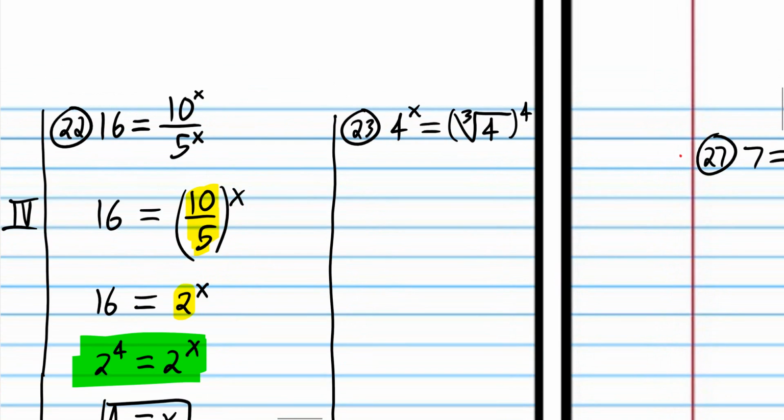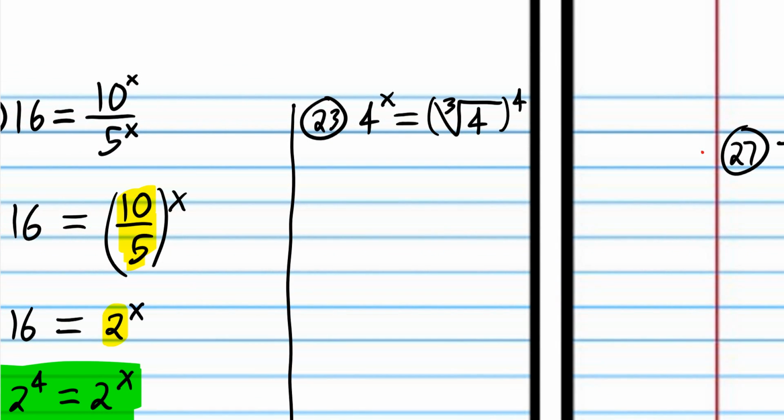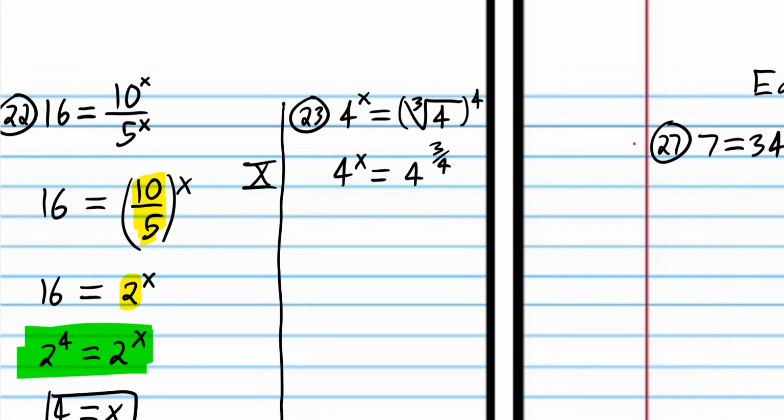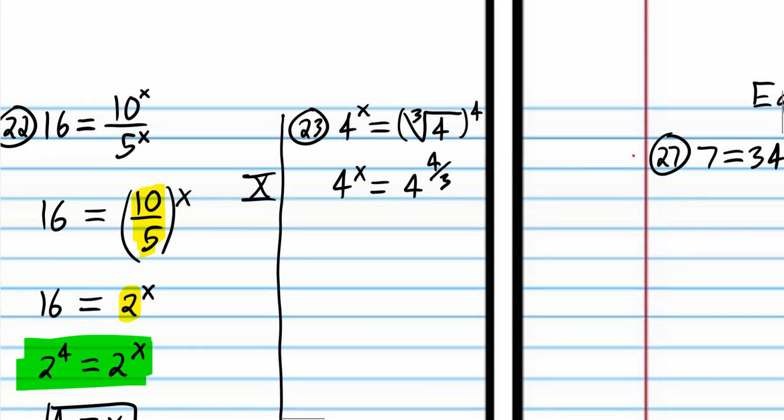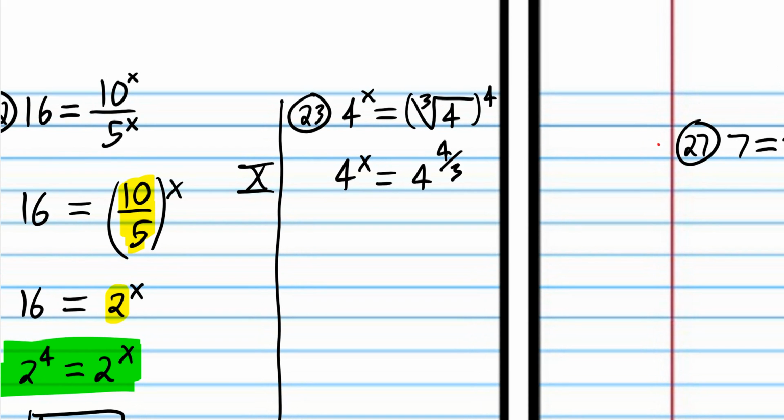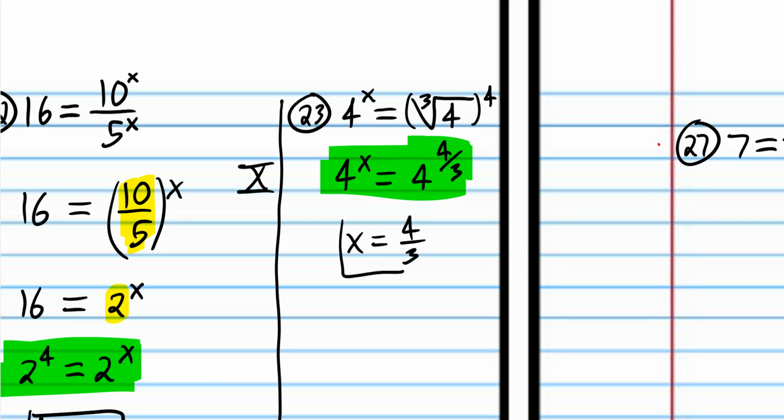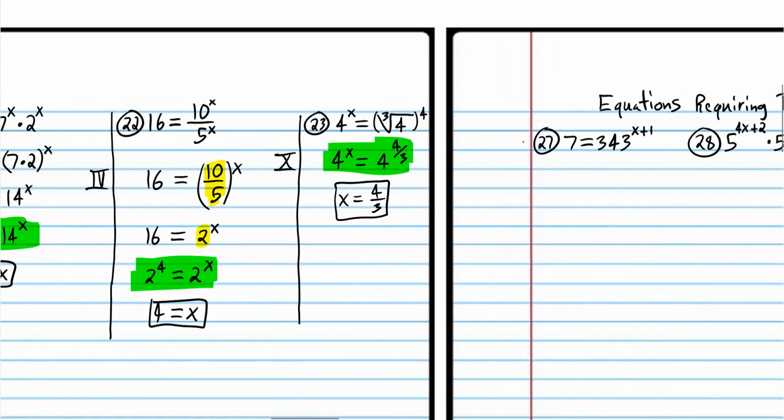Let's try one more of these. In this problem, looks like we're just going to use rule number 10, so that's going to be 4 to the 3/4 power. Actually, no, I'm sorry, it's 4 to the 4/3 power. So that's the critical stage, and that was pretty easy. We now see that x is equal to 4/3. And you're done. So that was kind of an easy one there.